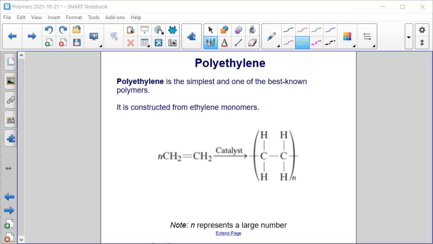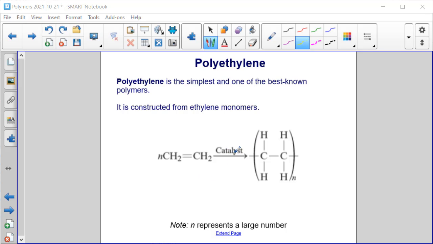Polyethylene is the simplest and one of the best known polymers. We went through the example of using a free radical OH to break the double bond of the ethylene a couple of slides back. We can see what happens here. This is ethylene, this is a monomer of ethylene. N would be the total number of ethylene monomers. It's a very large number.